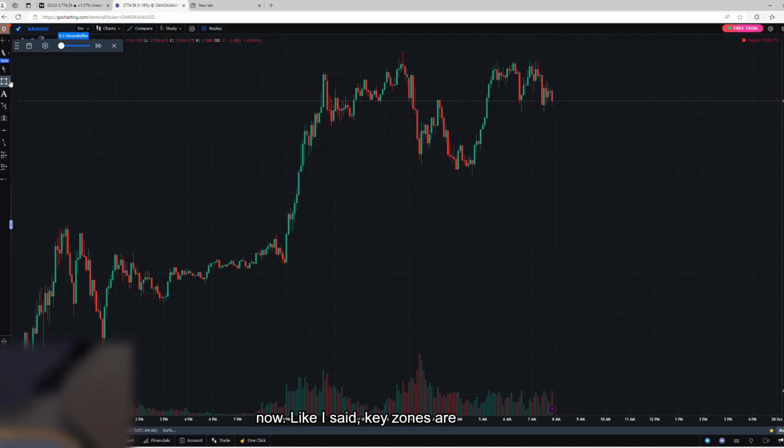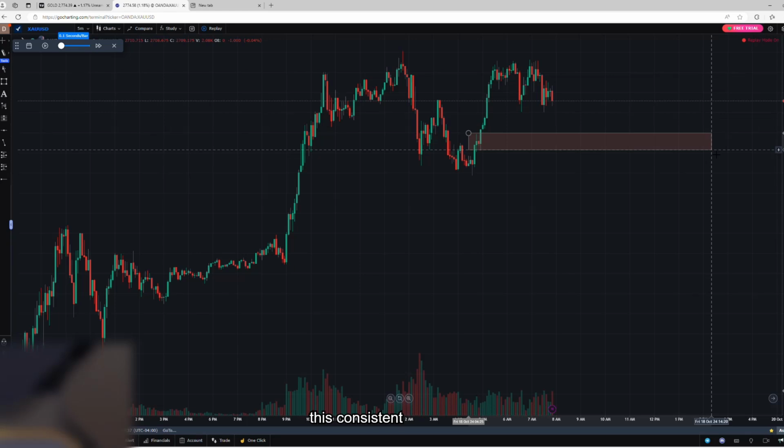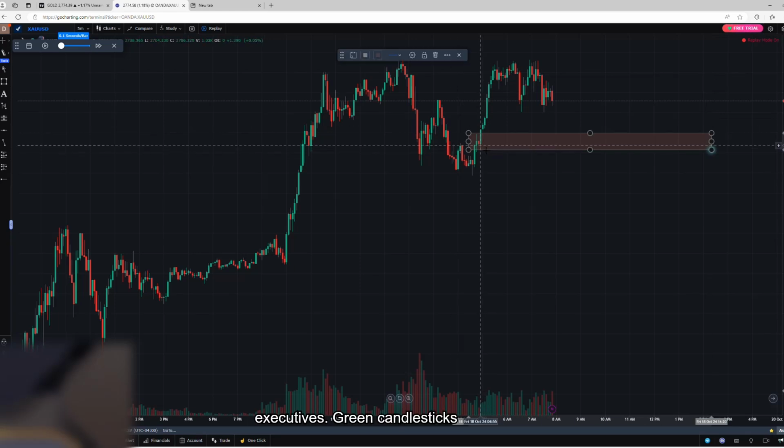Now, like I said, key zones are institutional zones where there is potential to either buy or sell. Keep that in mind. Now, what do I see here? I see aggressive buying, right? So aggressive buying is what we call demand. Demand is aggressive buying, where you see consistent, executive green candlesticks breaking structure, right? So that's demand.